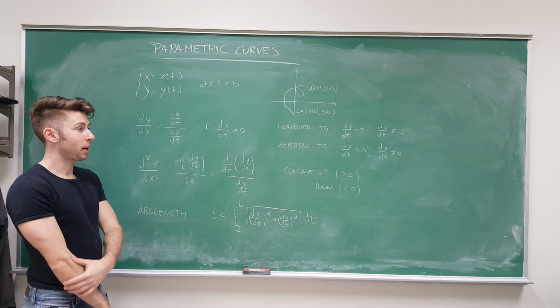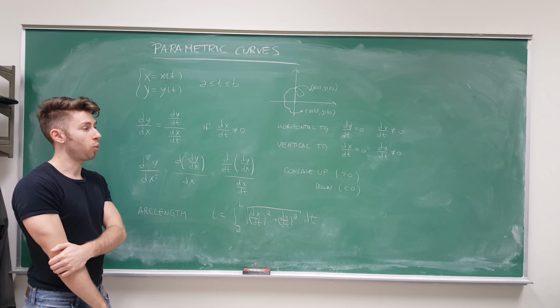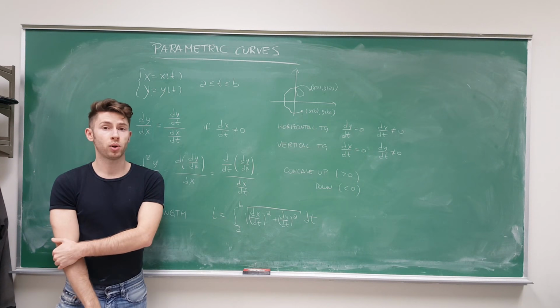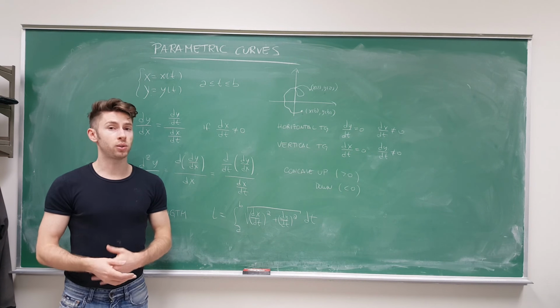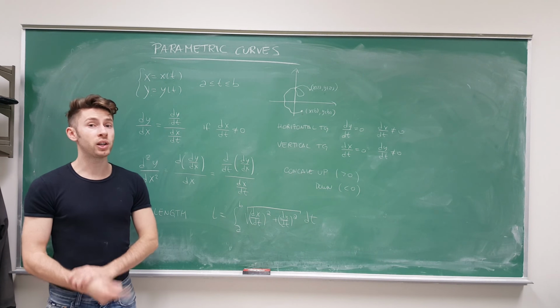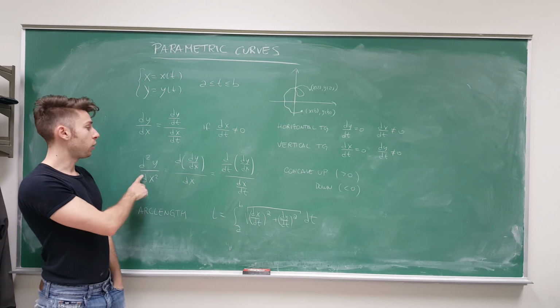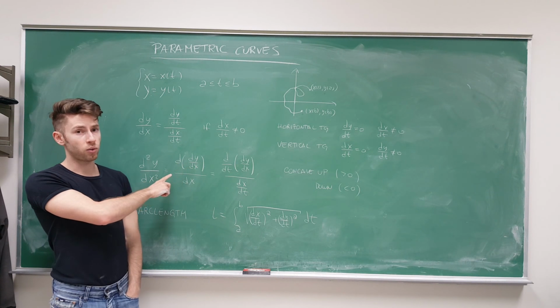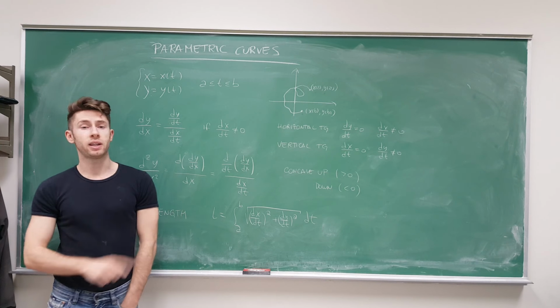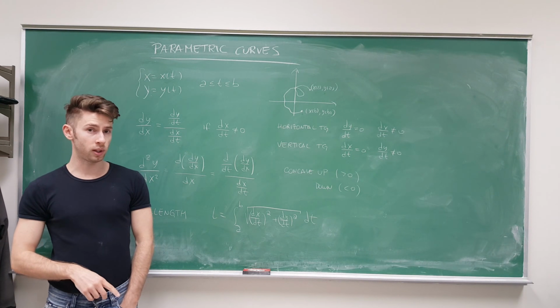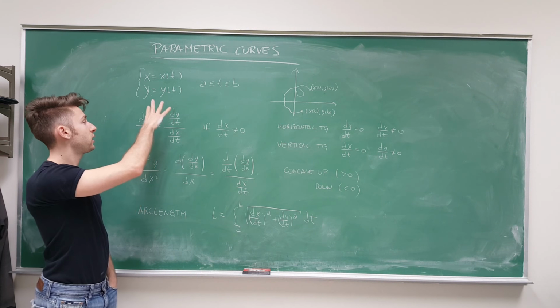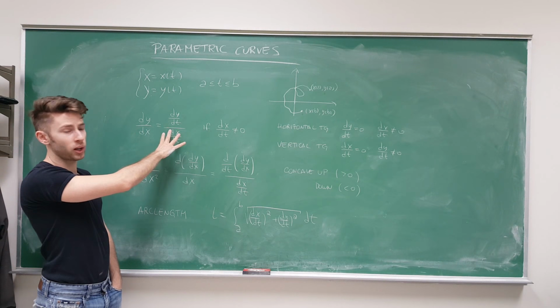Another thing that we might be asked is to figure out when the curve is concave up or down. That's related to the second derivative. Now here you need to be careful. We cannot just take the second derivative of y with respect to t and divide by the second derivative of x with respect to t. We're going to use the same formula here.